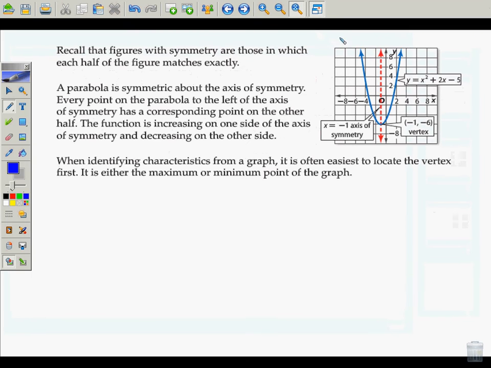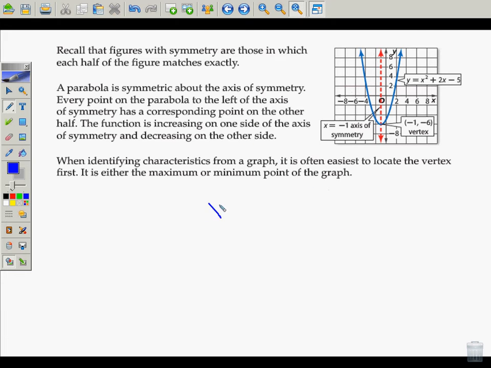We already kind of talked about what symmetry means. Okay, our axis of symmetry means each half of the figure matches exactly. Now, the fact that the parabola is symmetric around the axis of symmetry is helpful, because it's easy to find this axis of symmetry.